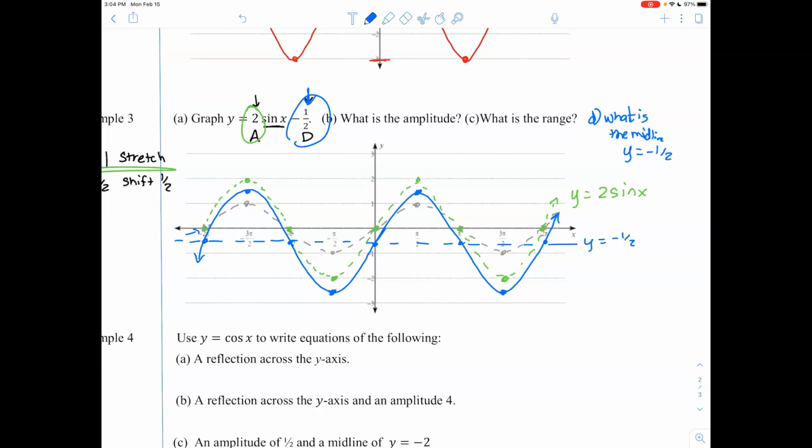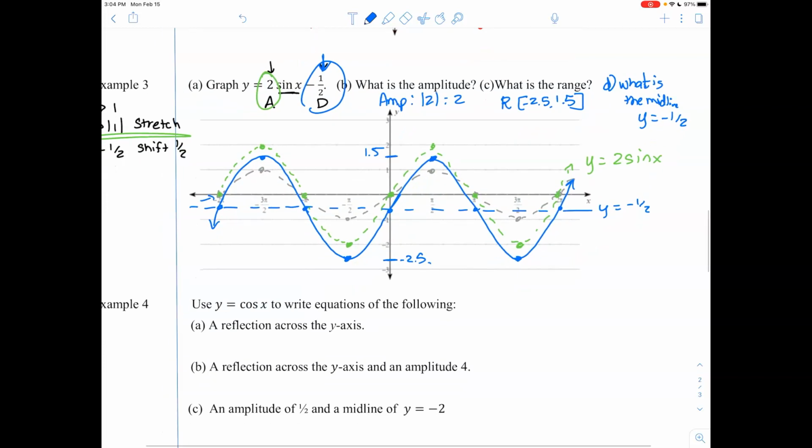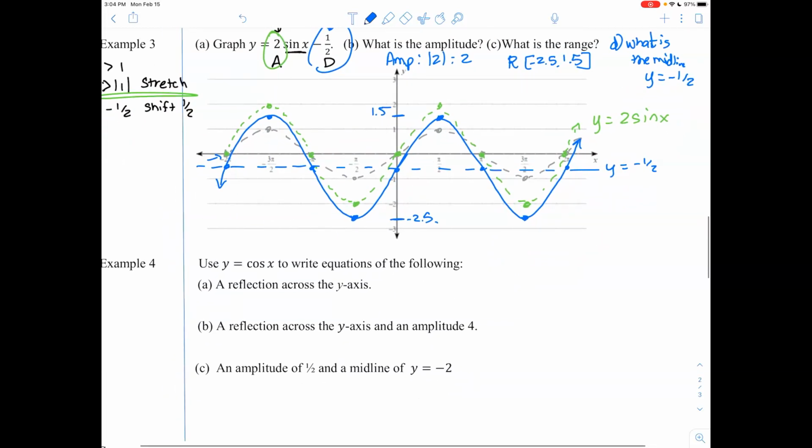Right there. We've got an amplitude that is the absolute value of 2, so it has an amplitude of 2. And its range is from its lowest point, which is down here at negative 2.5, to its highest point up here at 1.5. So the range is from negative 2.5 up to 1.5. And there you go. That was just a double vertical transformation.